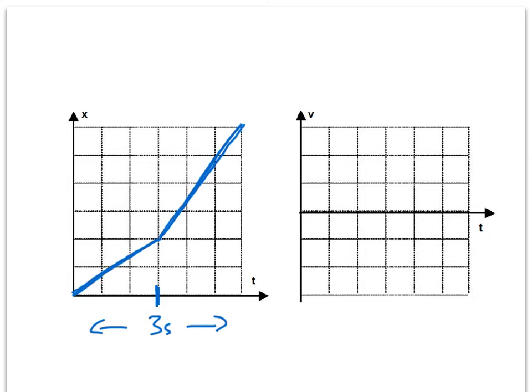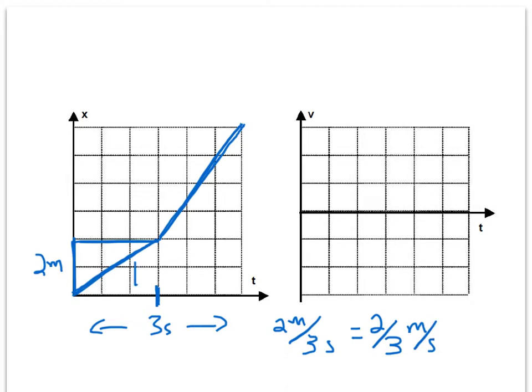So what I'm going to do, same thing, find the slope. So for here, your rise is 2 meters. The run is 3 seconds. So 2 meters over 3 seconds is 2/3 of a meter per second. And it's positive because it's going in the positive direction. So over here, that's +1 and +2. So 2/3 would be about here, somewhat. Right? And there's 3 seconds. So the first part of my graph would look kind of like that.